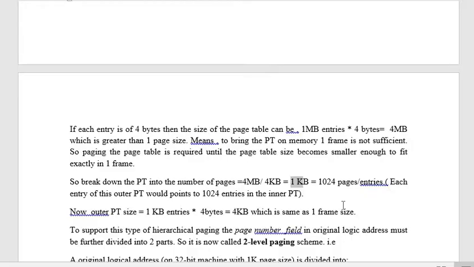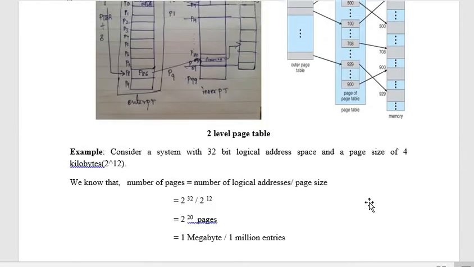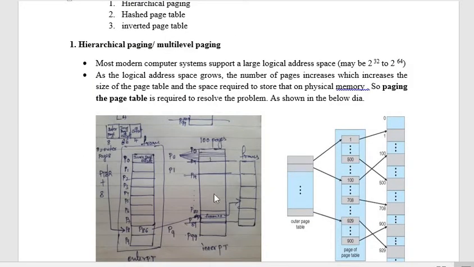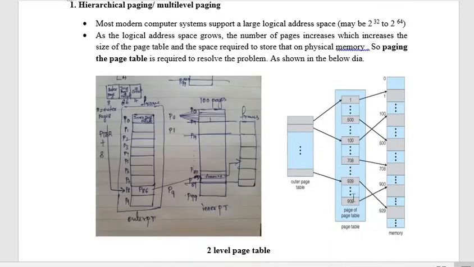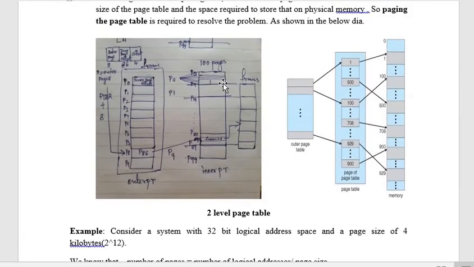And you can just imagine here. When we have a 4 MB page table available, it has been divided into inner tables, so that the 4 MB has been divided into 1 KB entries in the outer table, where each entry in the outer table would have 1 KB of inner pages representation. Meaning each page in the outer table is representing 1024 pages in the inner PT.